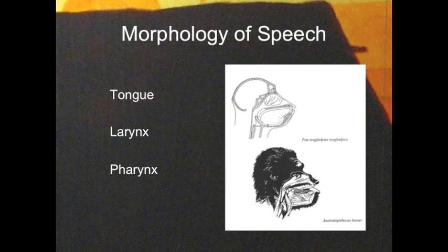the degree of flexure in the base of the skull, so that basocranial region we talked about early in the course. And the flexure of that region is really important with regards to two of the three areas that I just highlighted for you in terms of the morphology of speech. In this case, the location and size of the larynx, and then the location of the pharynx.